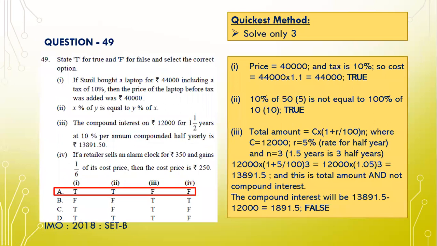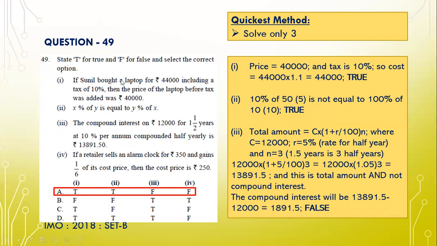Okay. State T for true and F for false and select the correct option. So solve only three, isn't it? You cannot solve only two because there are some multiple duplicates: TT and TT again, and FF and TF again, and FT and FT. So you cannot solve only two. You have to solve at least three.